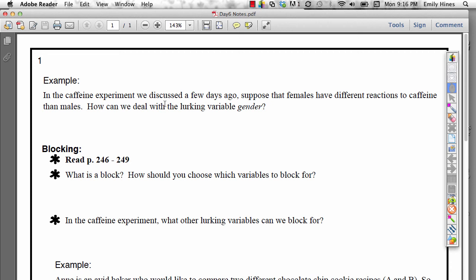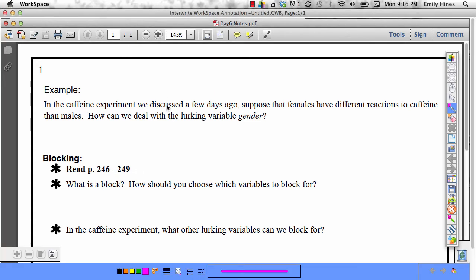In the caffeine experiment a few days ago, we talked about different ways that we could improve it, make it better, have comparisons. We talked about what happens with people who are more sensitive to caffeine and how random assignment helps. Well, there's something else that can specifically help with experiments if you know that two groups are going to have a different reaction. So let's say that in the caffeine experiment, females have a different reaction to caffeine than males do.